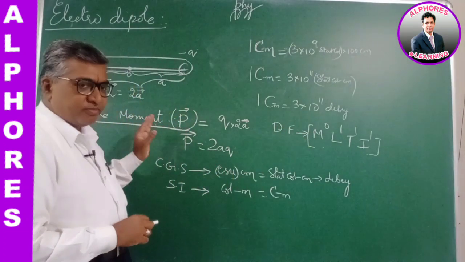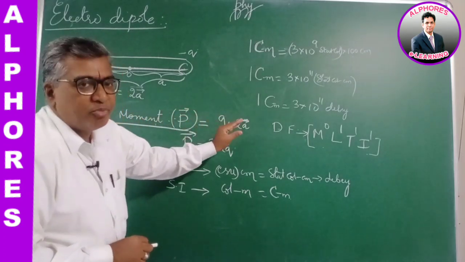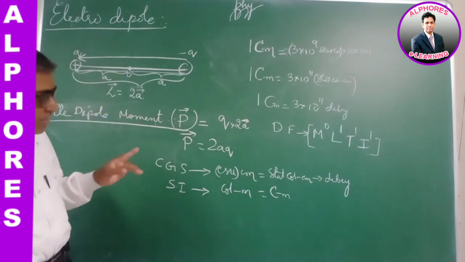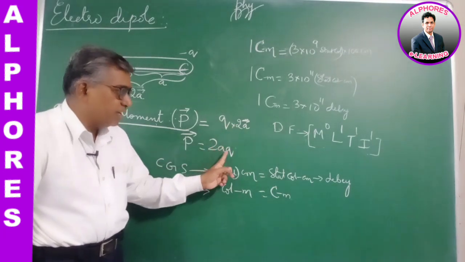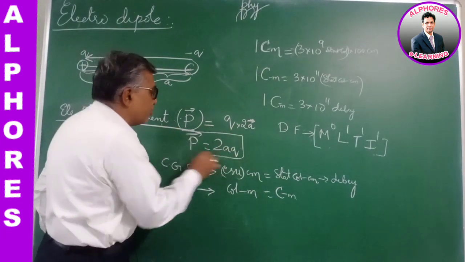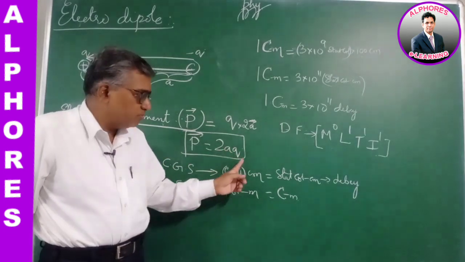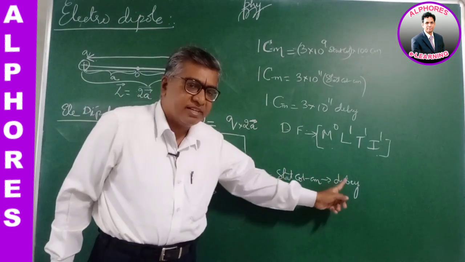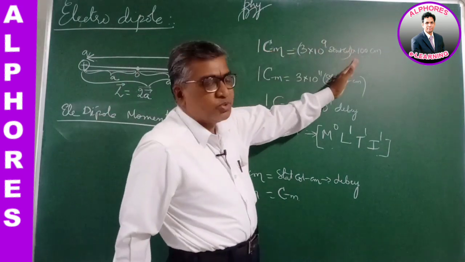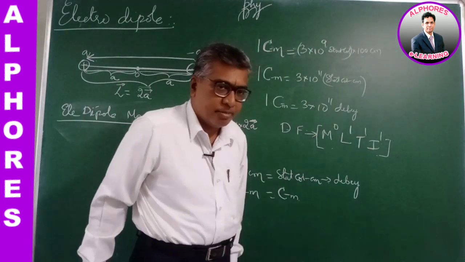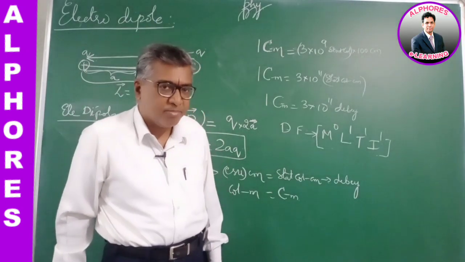This is the definition: the product of either of the charges and the length of the dipole is called electric dipole moment, represented as P bar. Charge is Q, length is 2a, so it's 2aQ. Its CGS unit is stat coulomb centimeter, debye, and the SI unit is coulomb meter. 1 coulomb meter is 3 into 10 power 11 debye, and its dimensional formula is M0 L1 T1 I1.